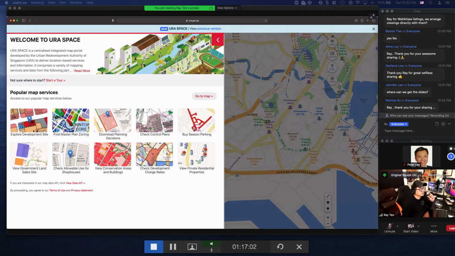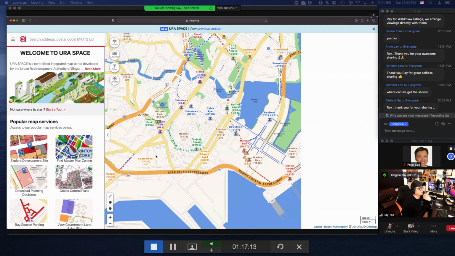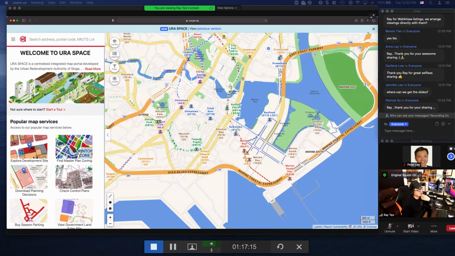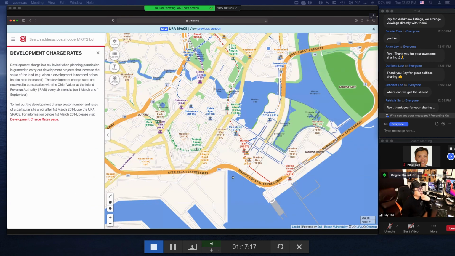The slide is in your notes. Okay, so look at this. When you go to URA SPACE, check development charge rates. When you check the development charge rate, it depends on your map.